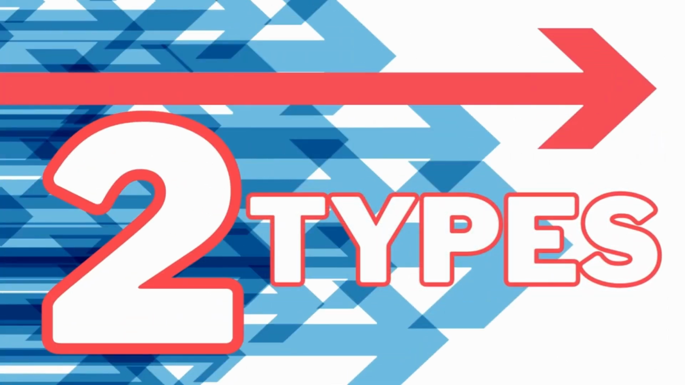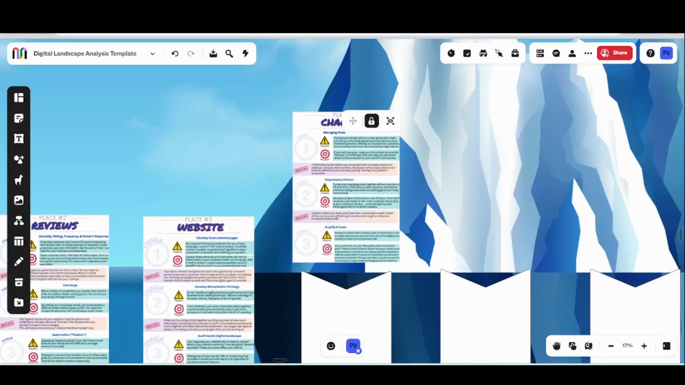Now, 2 types of content you should focus on. Educational content, which teaches your audience something valuable. This can be guides, tutorials, or industry insights. Number 2 is entertaining content. While you want to provide value, make sure your content is also fun and engaging, especially for social media platforms.